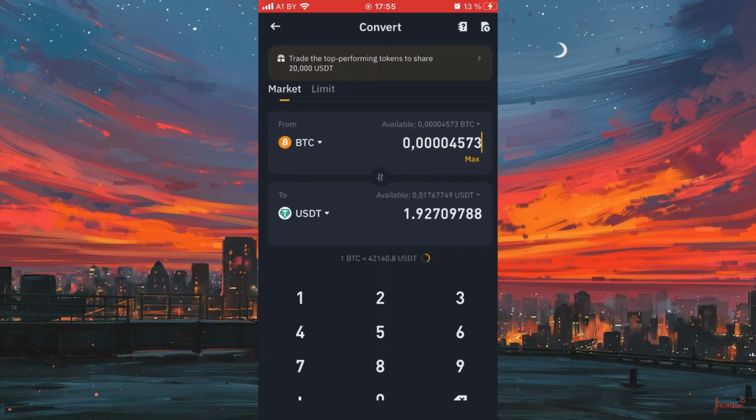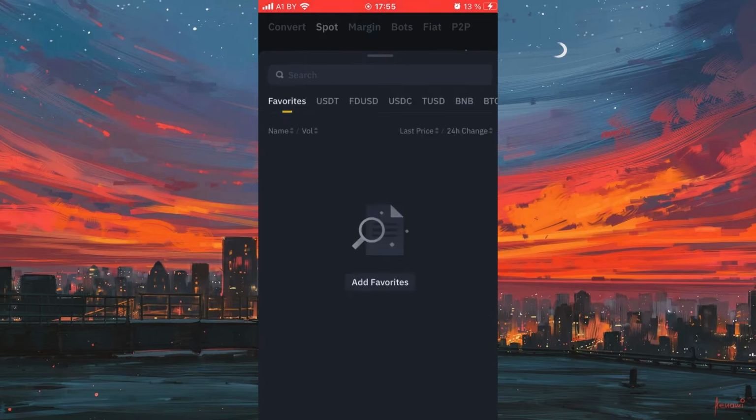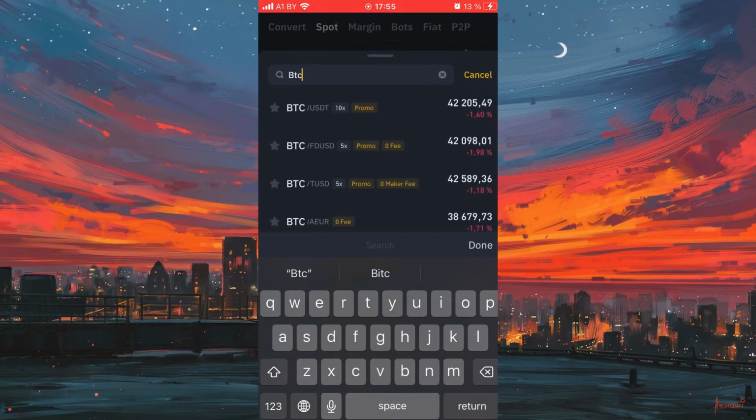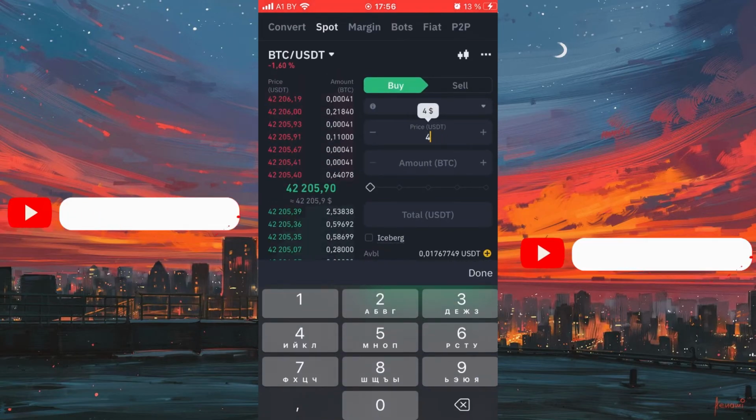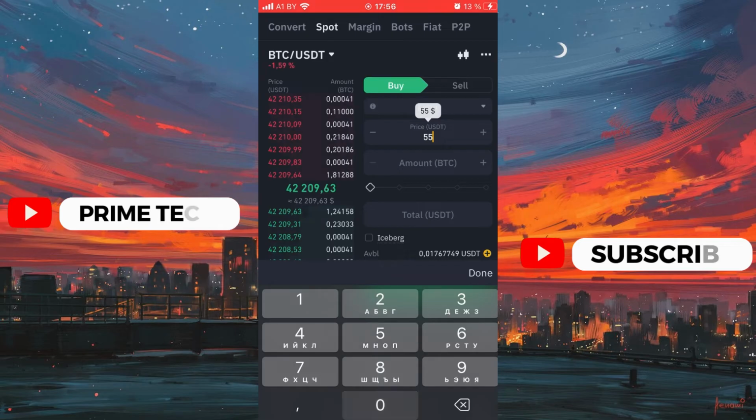There is a second way. We select Spot and find Bitcoin to USDT. Here we can sell or buy Bitcoin. If you want to change USDT to Bitcoin, then click Buy and enter the required amount of Bitcoin and see how much USDT we need.